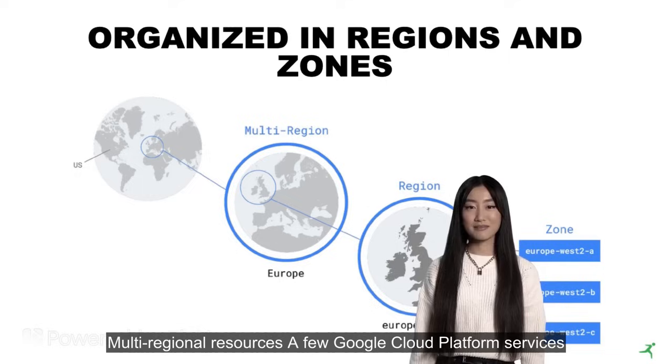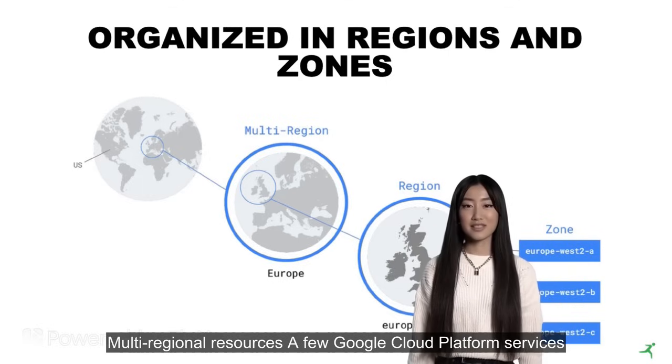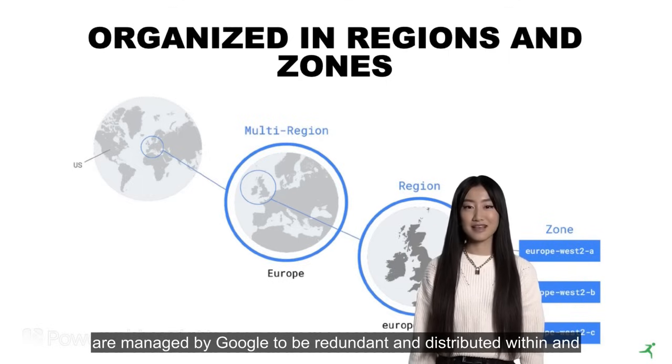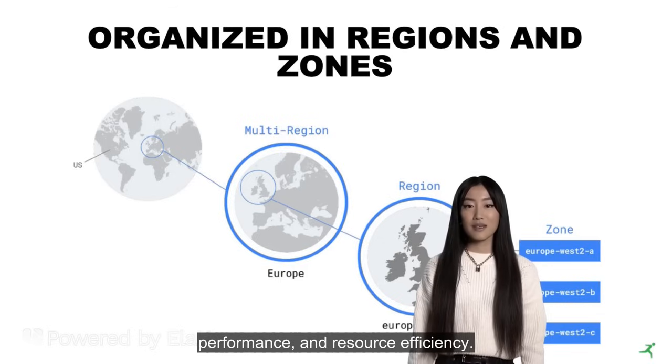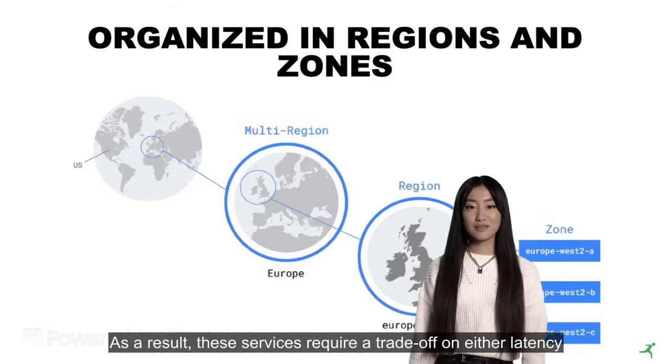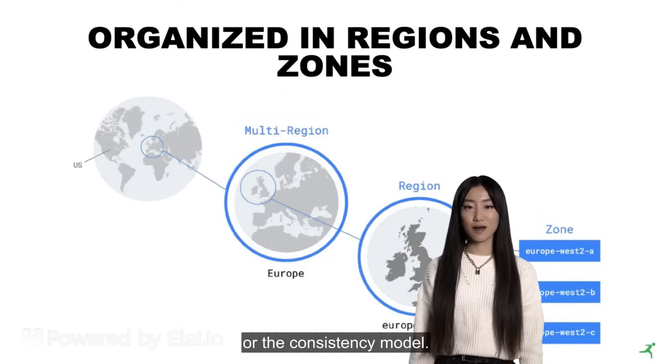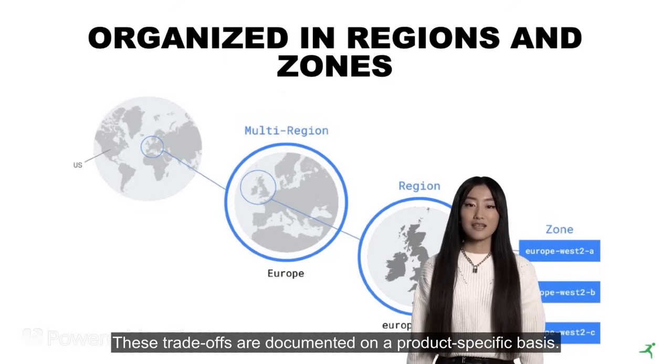Multi-regional resources. A few Google Cloud Platform services are managed by Google to be redundant and distributed within and across regions. These services optimize availability, performance, and resource efficiency. As a result, these services require a trade-off on either latency or the consistency model. These trade-offs are documented on a product-specific basis.